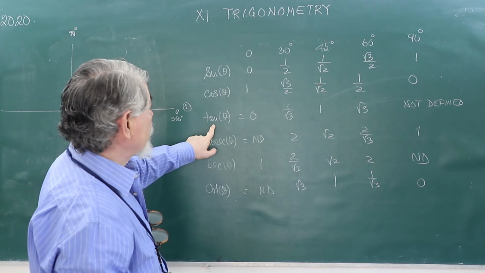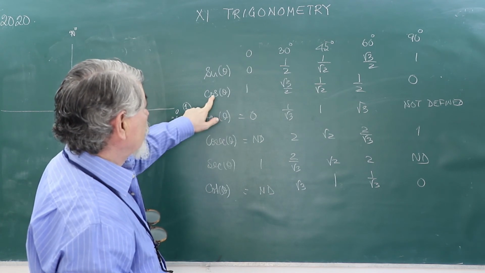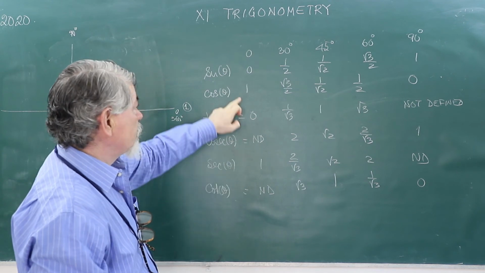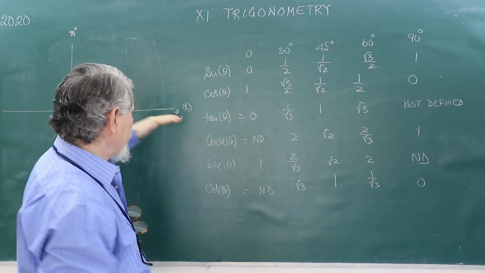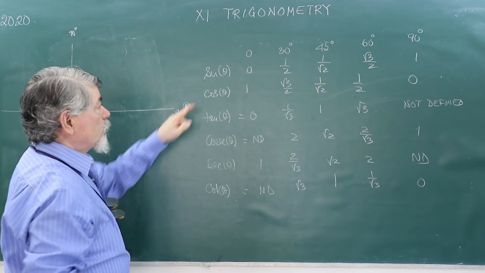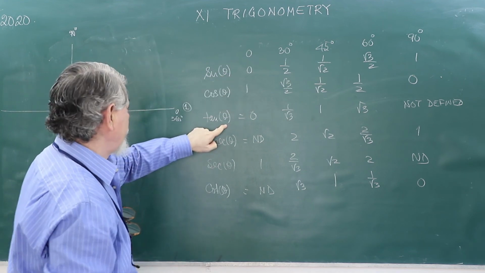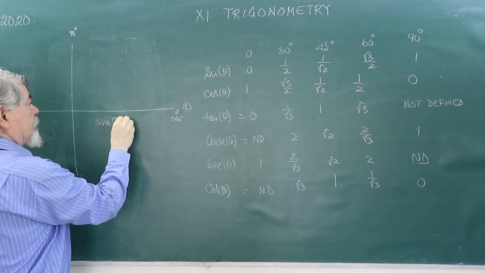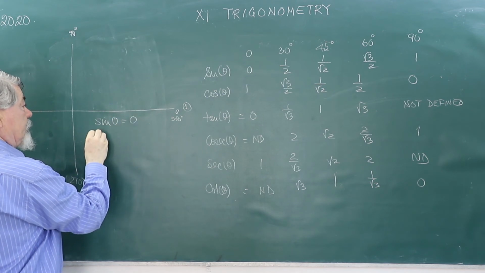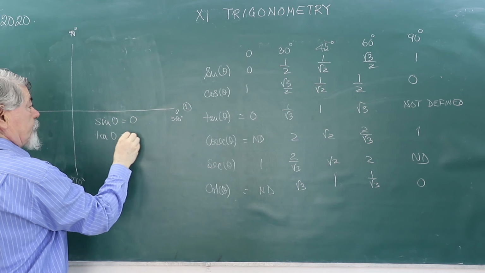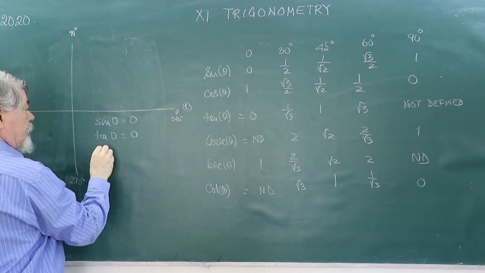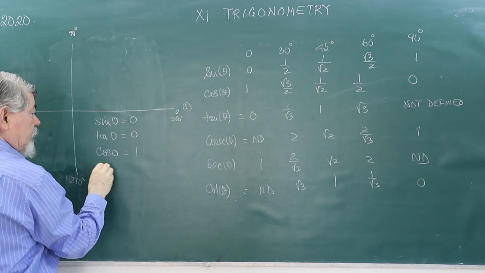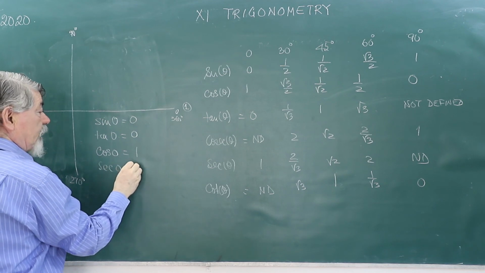Along this line, what is 1 here? Let us see. Cos is 1 and sec is 1, along this line, because it's a 0. So sine 0 is 0, tan 0 is 0, cos 0 is 1, and sec 0 is 1 upon cos 0, so it will be 1 also.